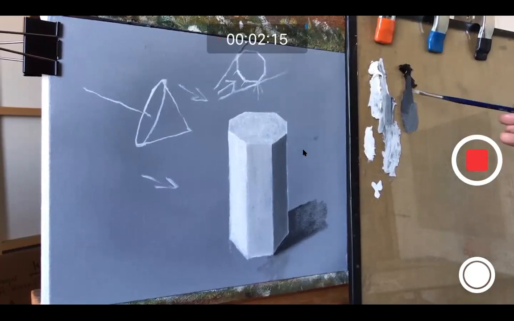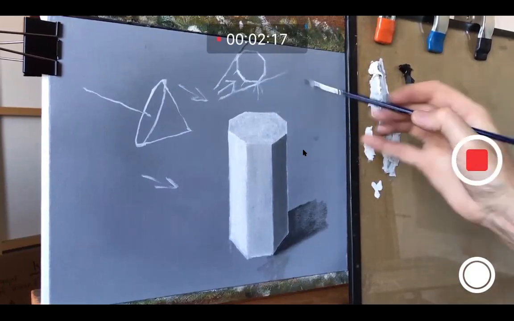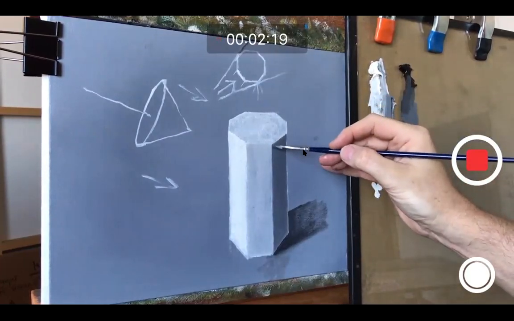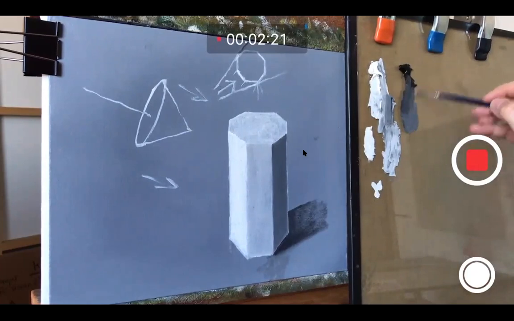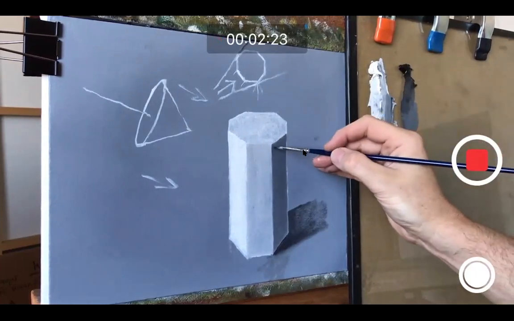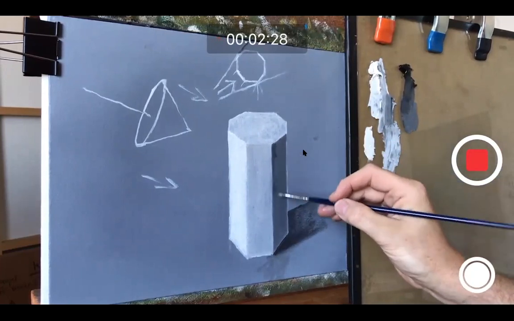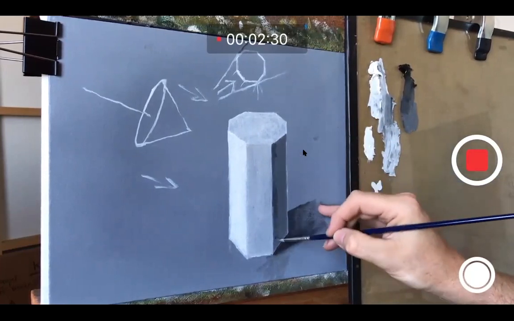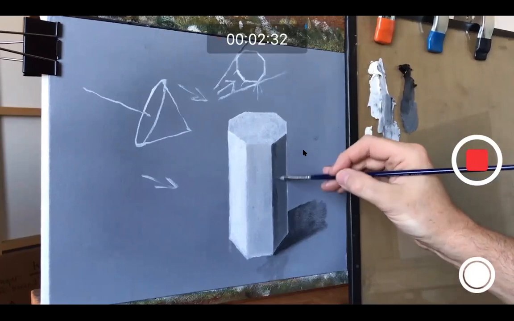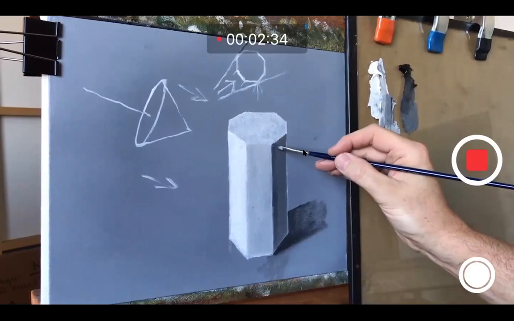And then if we were to continue our understanding of lights and shadows, we would almost certainly see a slight darkening of the shadow edge because of reflected light.